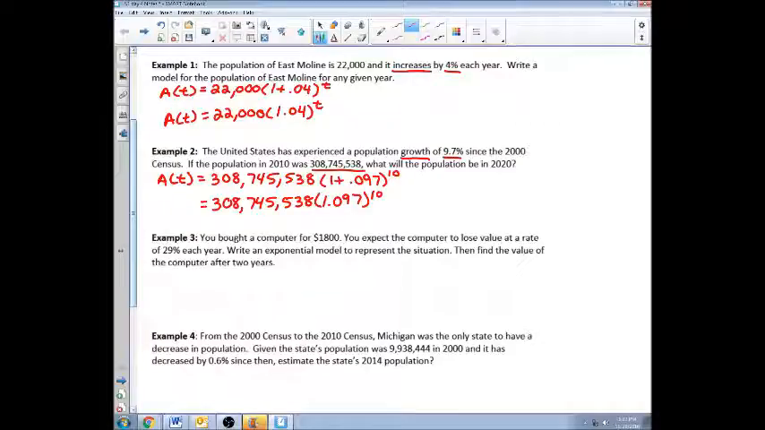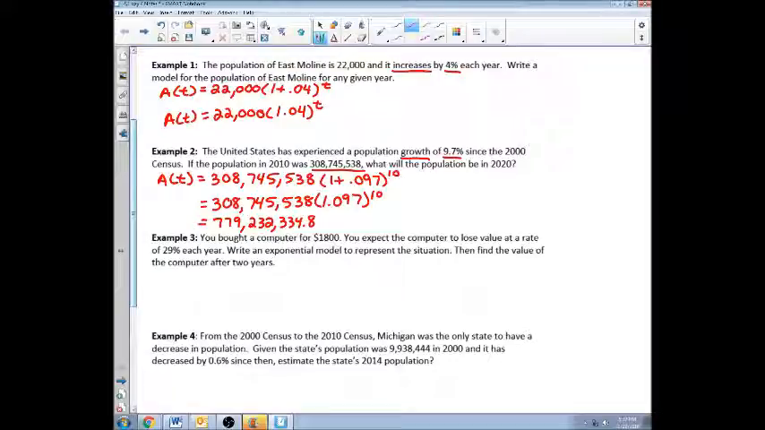Now, there's a couple different ways you can handle this. I could type all that through straight in my calculator and get an answer, or you could type 1.097, raise it to the 10th power, hit enter, then multiply that by the 308 million. Either way, you should come up with the same answer. What the answer is going to be, though, is 779,232,334.8.